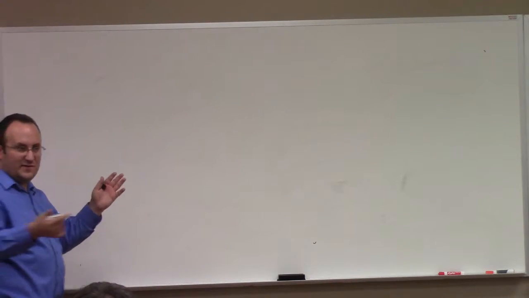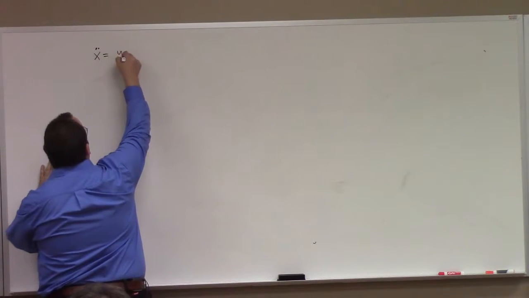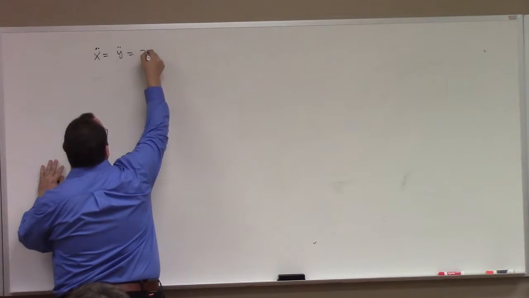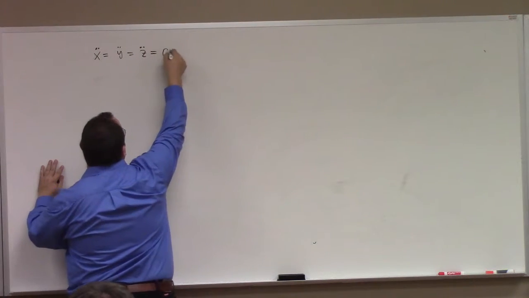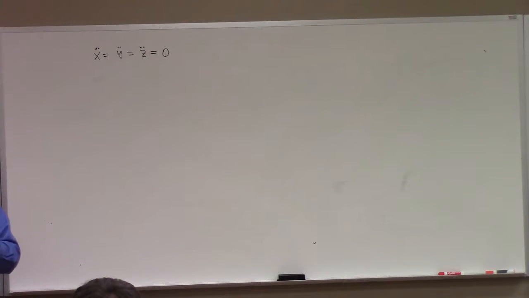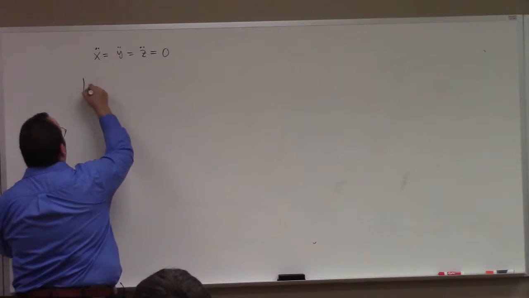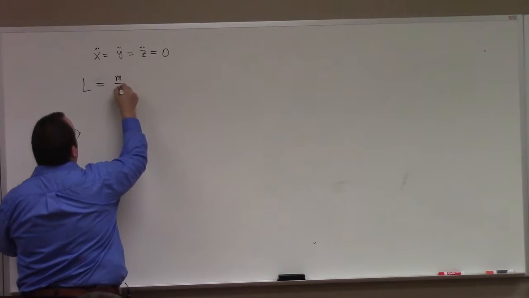We know what Newton's equations are in rectilinear coordinates, right? But my question is, what are the corresponding equations in r, theta, and phi? So I just erased it. Come on. So the Lagrangian is m over 2.